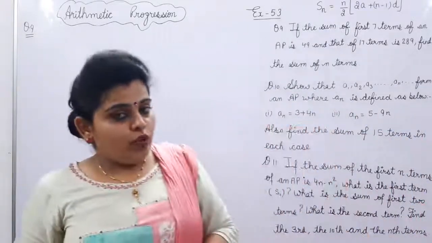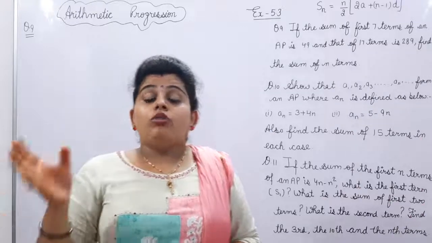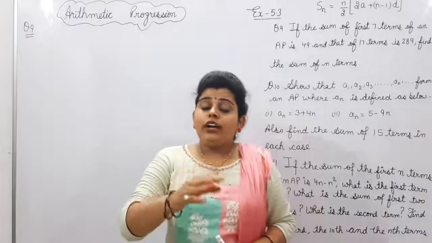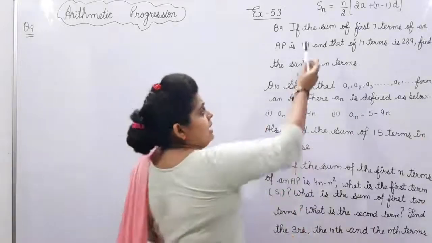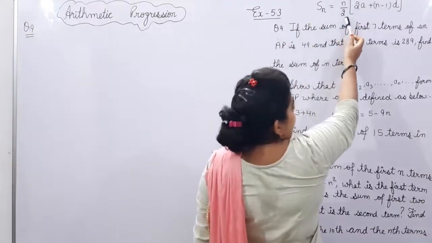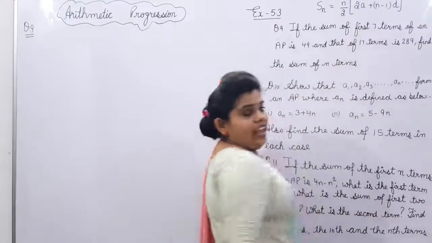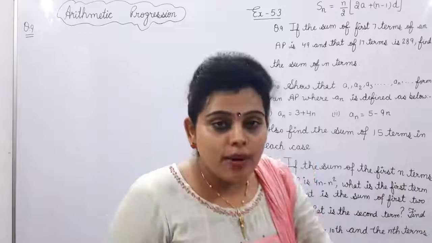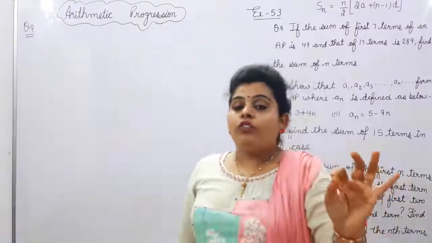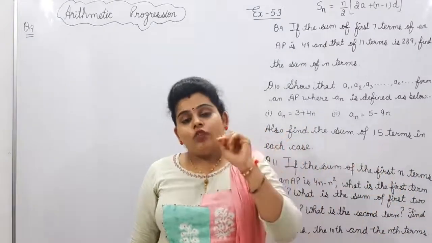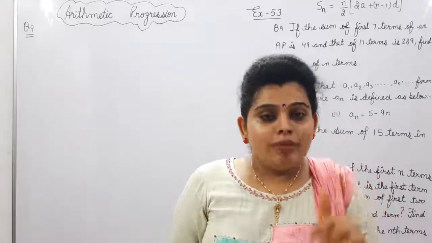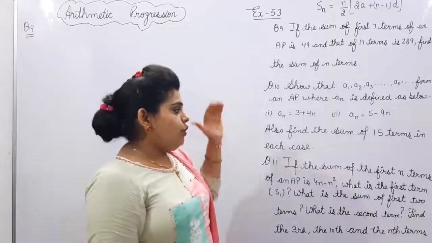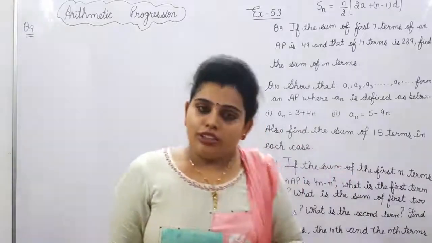In exercise 5.3, we are studying about the sum of n terms of an AP. And what is its formula? The formula is Sn is equal to n by 2 into 2a plus n minus 1 into d, where Sn represents the sum of n terms, a is the first term, n is the number of terms, and d is the common difference. So using this formula, we will solve the following questions.